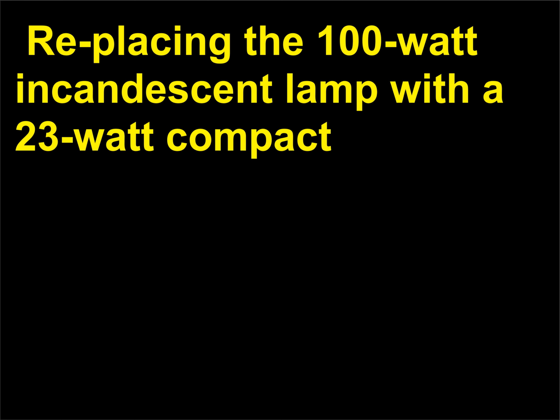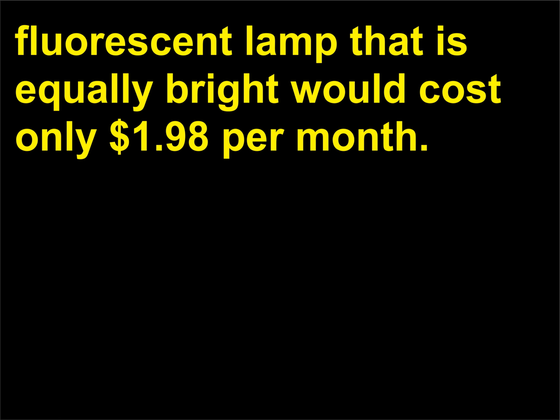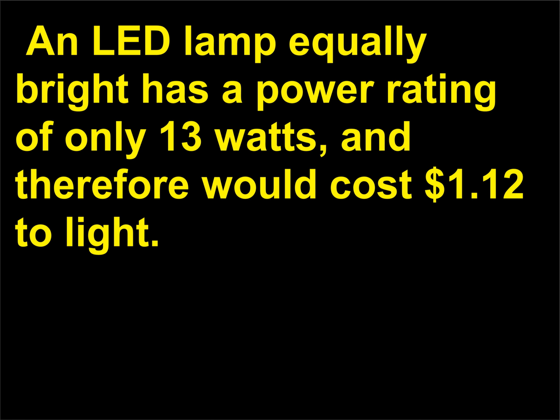Replacing the 100-watt incandescent lamp with a 23-watt compact fluorescent lamp that is equally bright would cost only $1.98 per month. An LED lamp equally bright has a power rating of only 13 watts, and therefore would cost $1.12 to light.